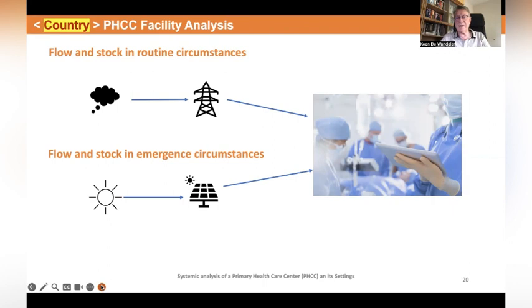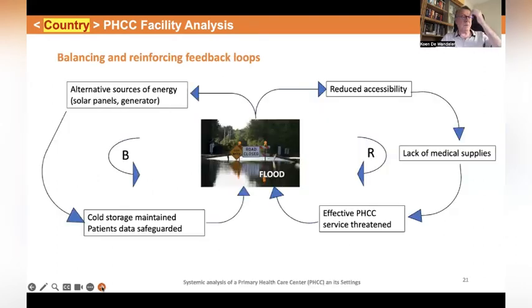But there may be circumstances, disasters, emergencies, where the grid falls away and the center needs to rely on alternative sources of energy, solar energy, for example, or a generator that still allow the center to work as usual or nearly as normal as possible. That is one. But also very important, it will be to identify balancing and reinforcing feedback loops.